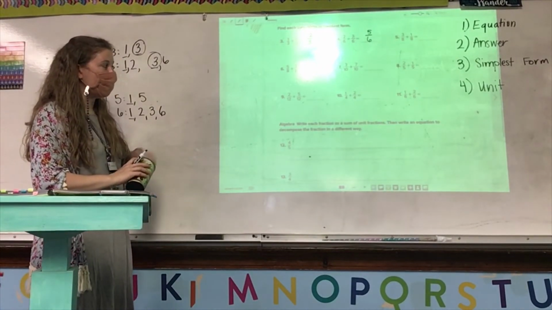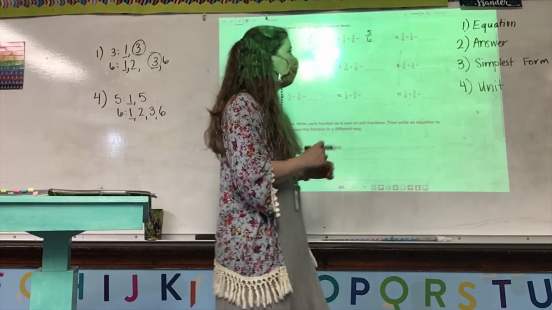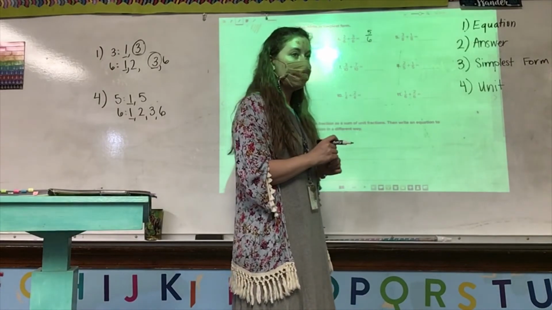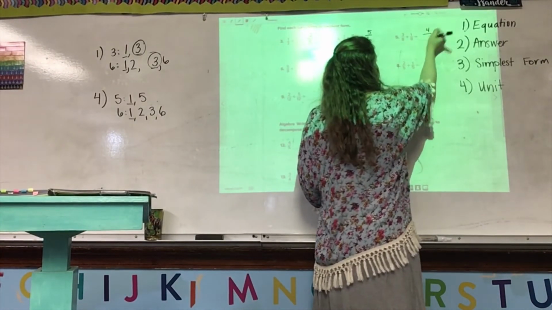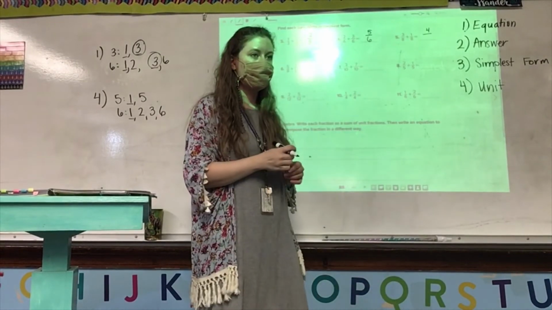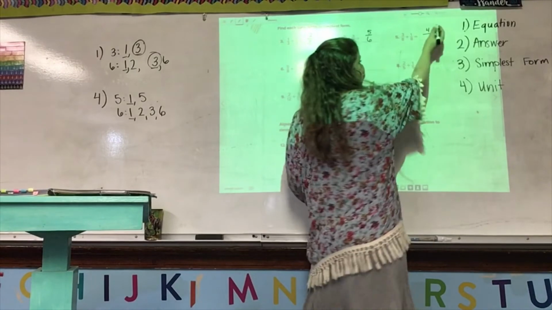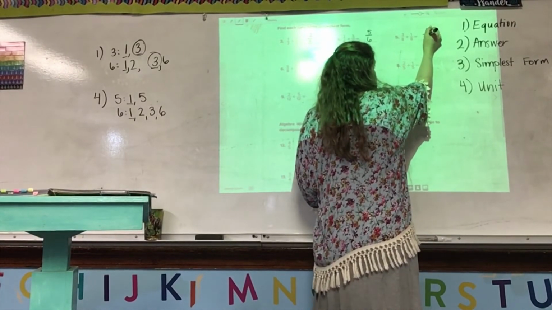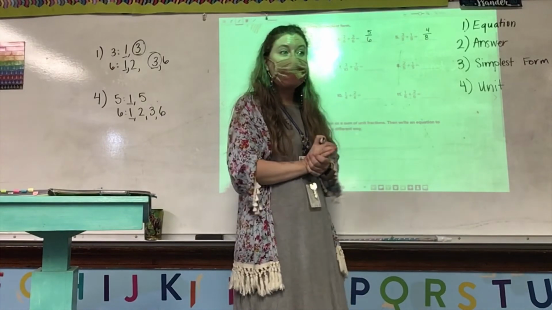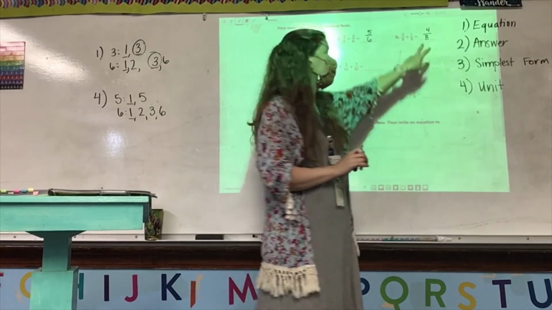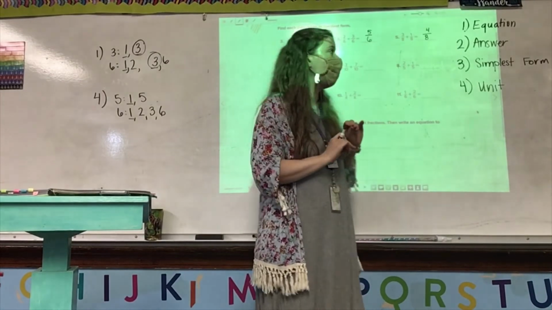Number 5, Michaela, 3/8 plus 1/8. What do we do first? Add the numerators. 3 plus 1 is? 4. Next step. The denominator stays the same. So our denominator is? 8. We do not add the denominators, ever. Anytime we're adding fractions, whether we have like fractions or unlike fractions, we never add the denominator.